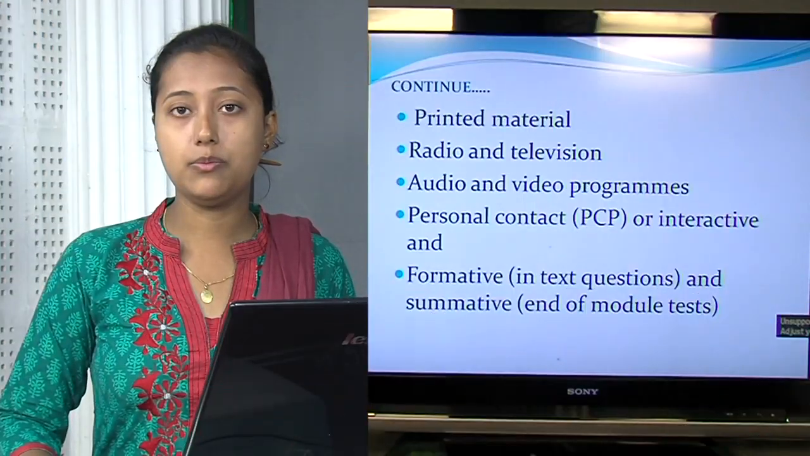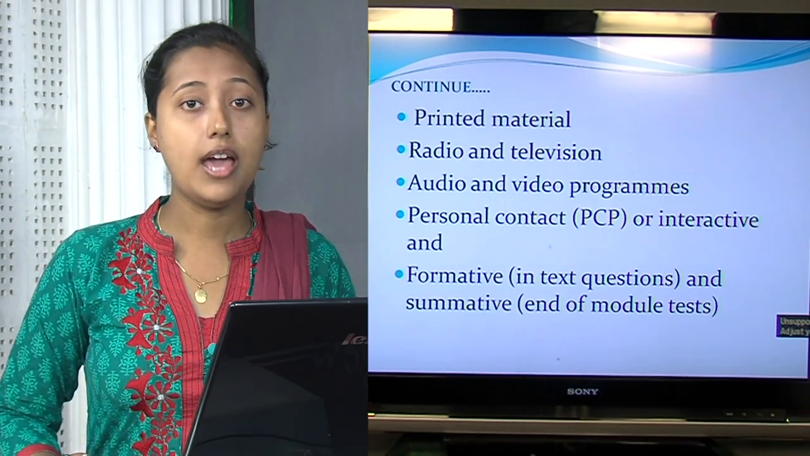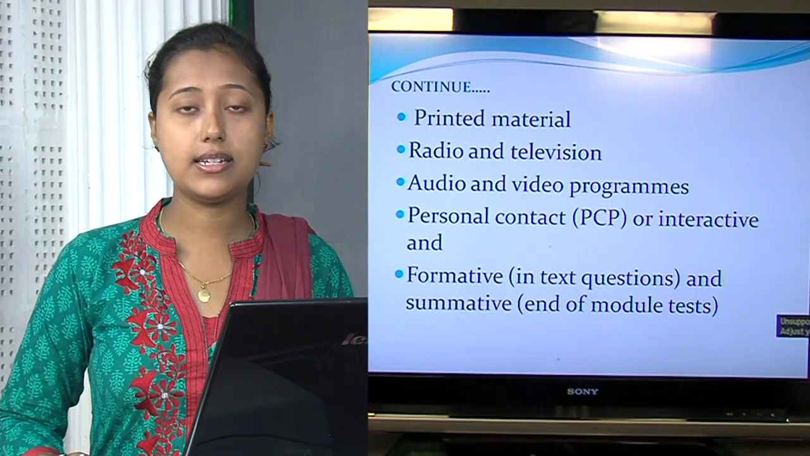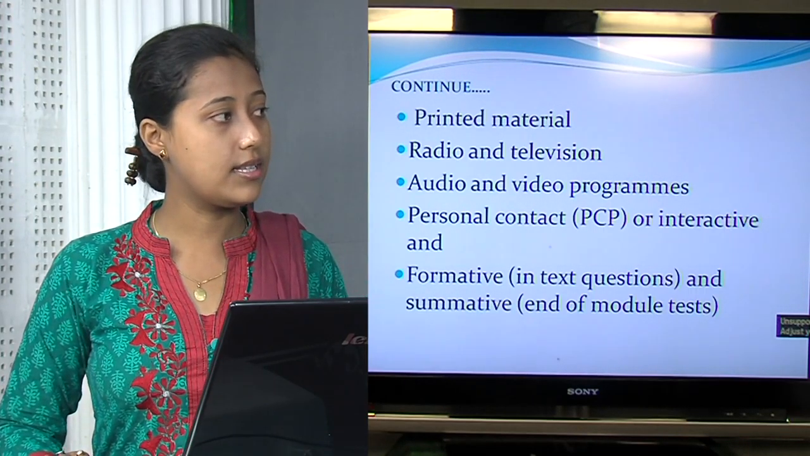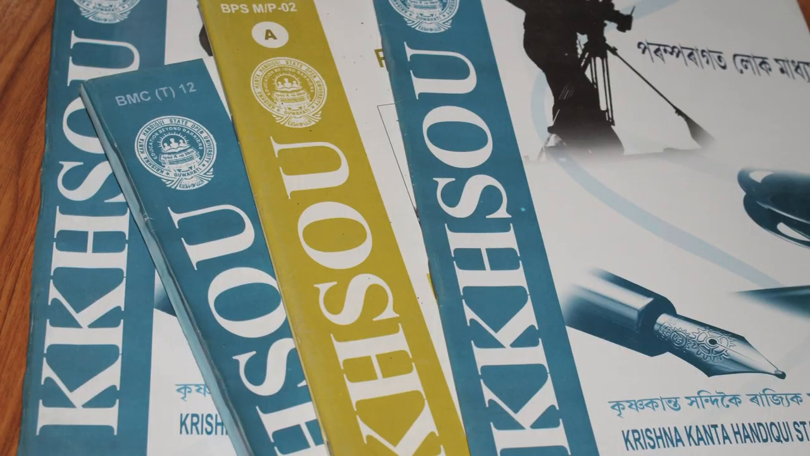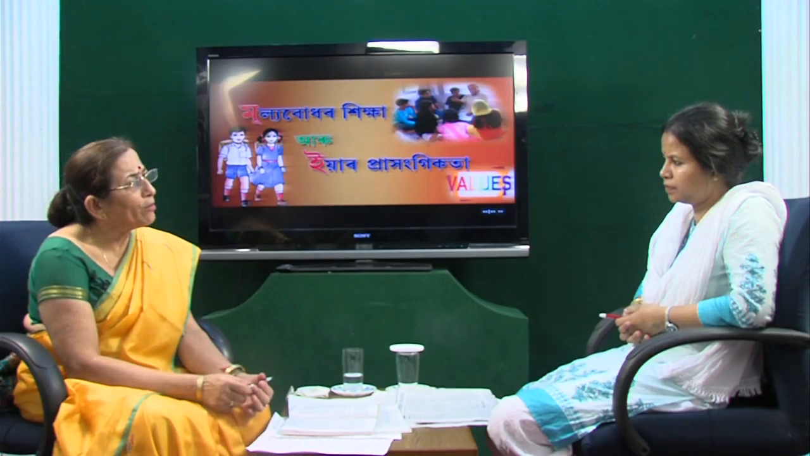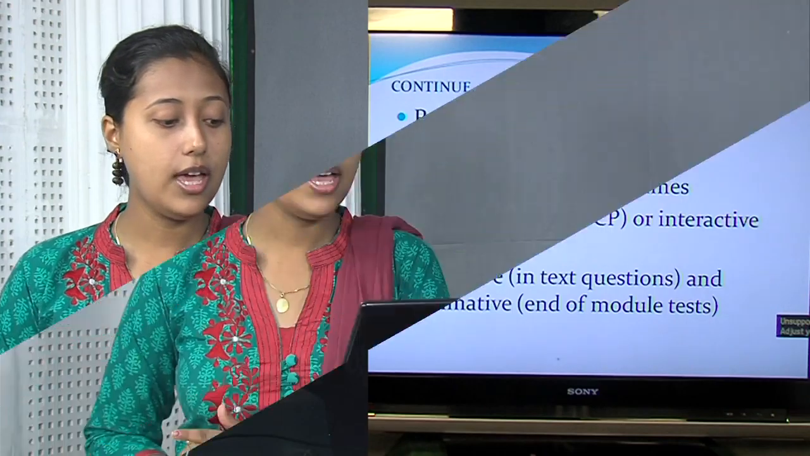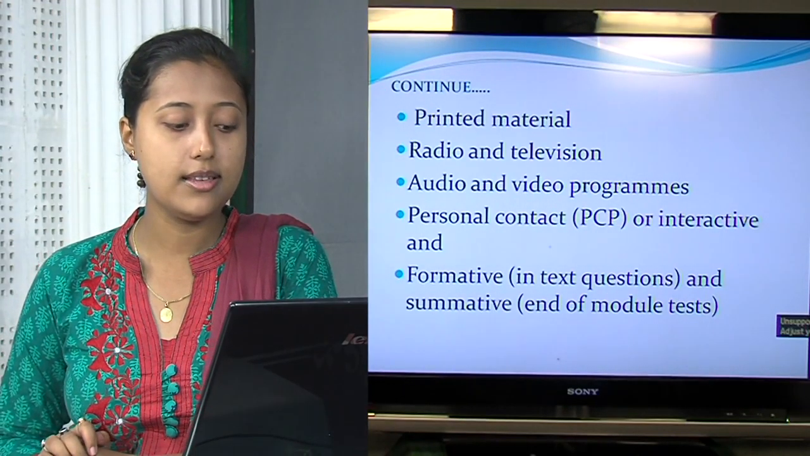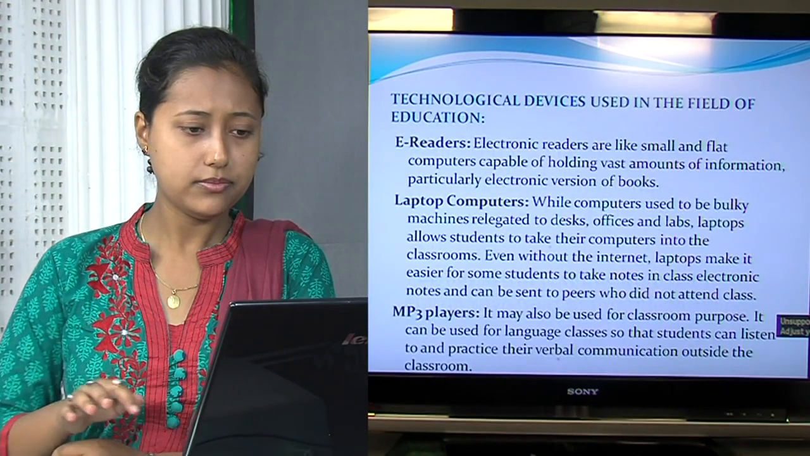These are the modes where distance education has used ICT mediums for providing learning to the learners. First is printed material, second radio and television, thirdly audio and video programs, fourthly personal contact or interactive, and fifthly the formative, that is in-text questions, and summative, that is end-of-module tests.